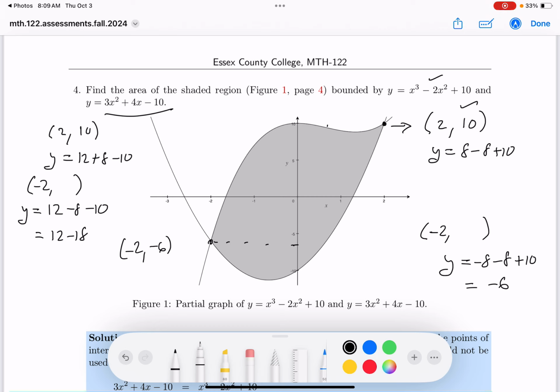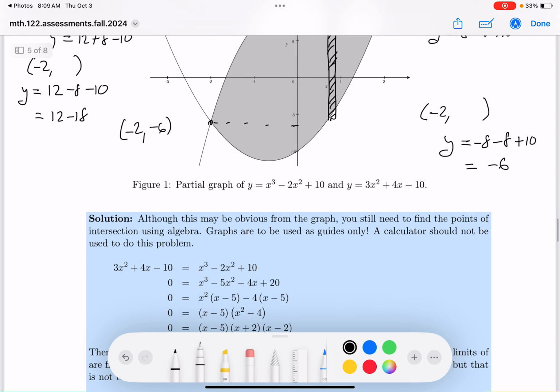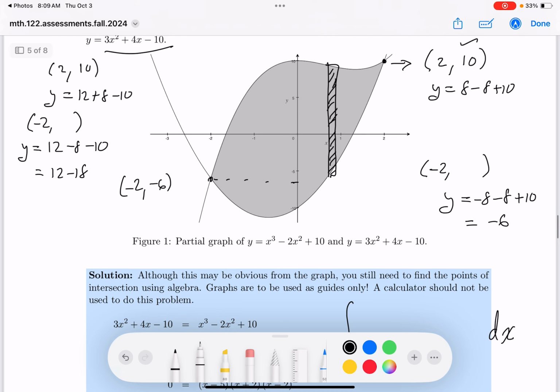But what I want to do is the area of this region. That's their question. The first thing I do is my representative rectangle, and then I write the integration down. And what's the integration going to be? It's going to be the differentials dx. What are my x values? I'm going from minus 2 up to 2. I'll write that down.